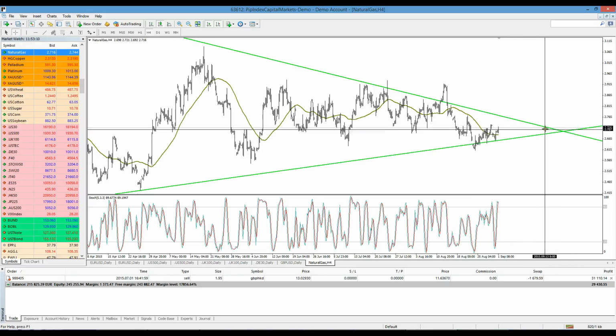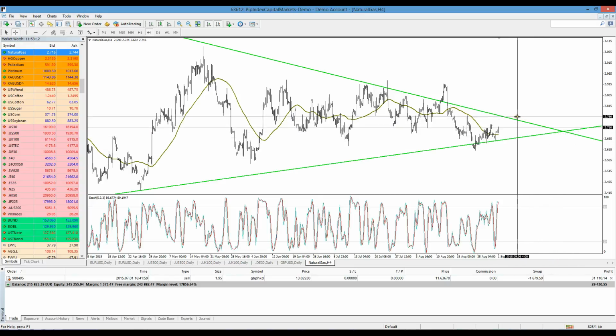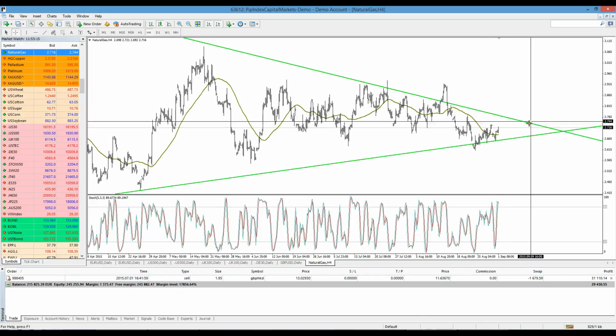opportunities are usually found. And those opportunities are as follows. If it breaches the top diagonal, we can look for long opportunities. If it breaches the bottom diagonal, we can look for short opportunities.